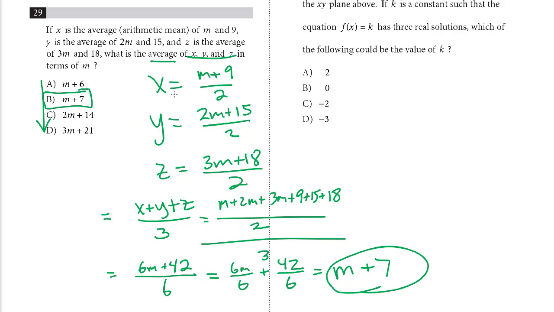So be careful here. A lot of students are just going to add up m and 9, 2m and 15, and 3m and 18 without first calculating their averages and then doing an average of the averages. If you do that, it looks like you'll end up with double this answer because you won't divide by 2, and that would lead you to C, 2m plus 14. So be careful of that mistake. I imagine a lot of students would make that if they're not carefully paying attention to directions. So it actually helps to write each of these out individually as you proceed, and then they're laid out clearly in front of you. Stay organized, keep all the information in front of you as much as possible.